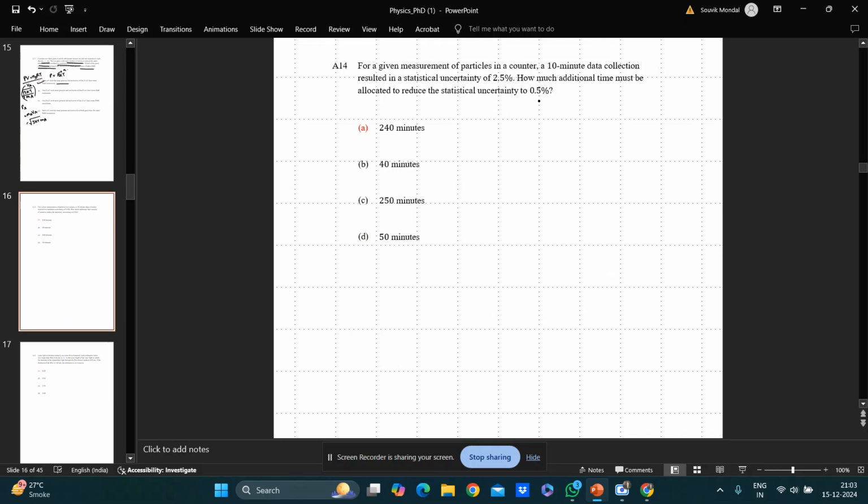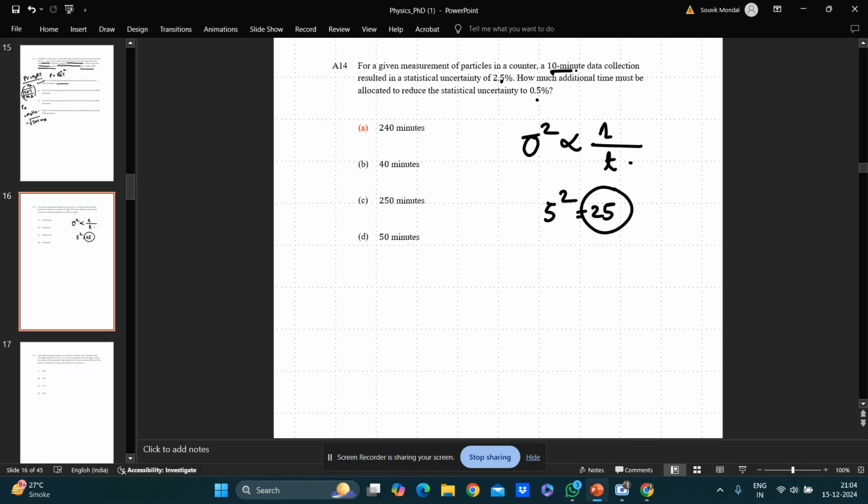Now this is a problem about accuracy and time of data collection. The formula for this is sigma squared proportional to 1 by t. Here accuracy is decreasing by 5 times, so time should increase 5 squared, which is 25 times.